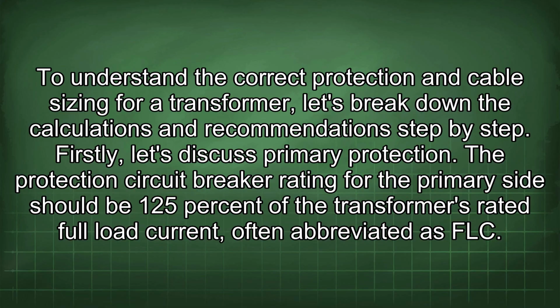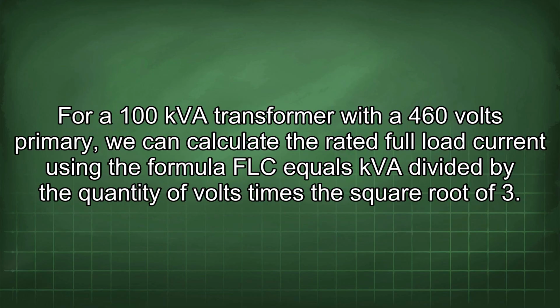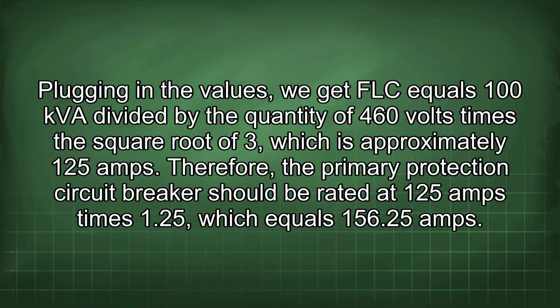For a 100 kVA transformer with a 460 volts primary, we can calculate the rated full load current using the formula FLC equals kVA divided by the quantity of volts times the square root of 3. Plugging in the values, we get FLC equals 100 kVA divided by the quantity of 460 volts times the square root of 3, which is approximately 125 amps.